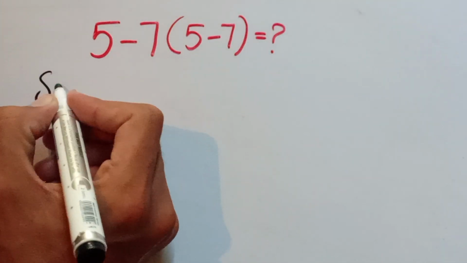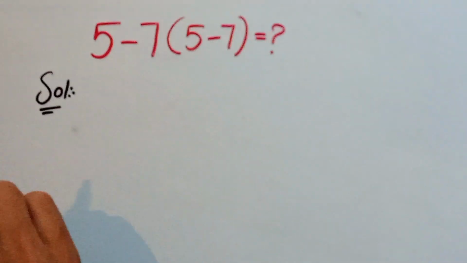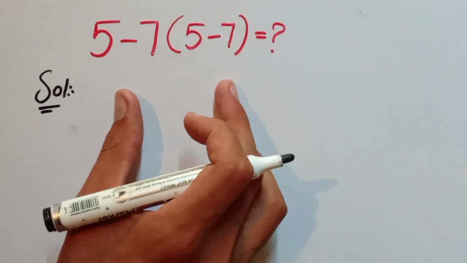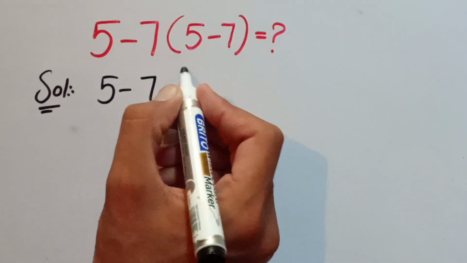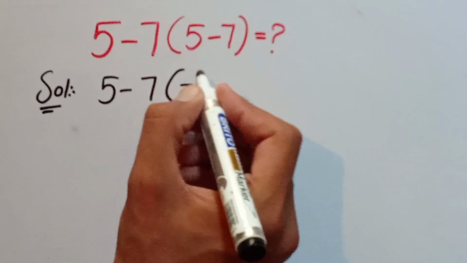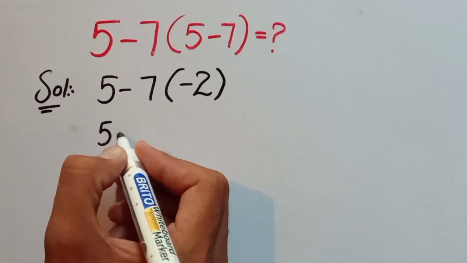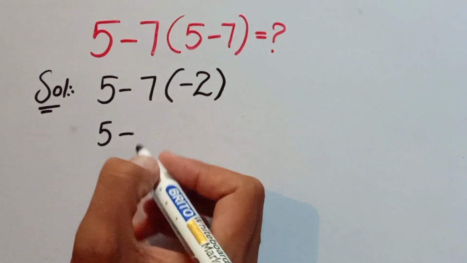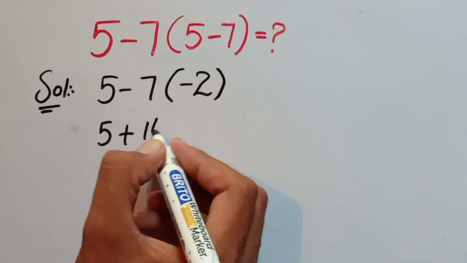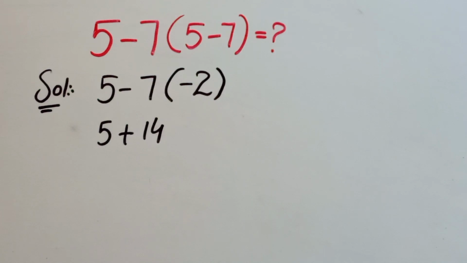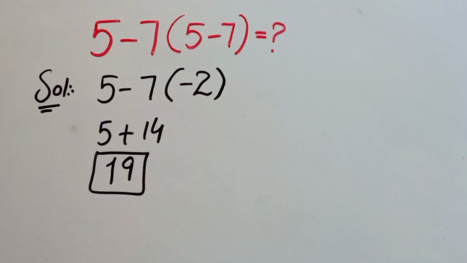So our solution is, guys, remember that parentheses have higher priority than other operations. So in this expression, firstly we solve the parentheses. So I can write here 5 minus 7 is minus 2. Okay, now guys, 5 minus 7 times minus 2, which is equal to minus 14, but minus and minus is plus, so plus 14, and plus 5 is 19. So our final answer of this expression is 19.